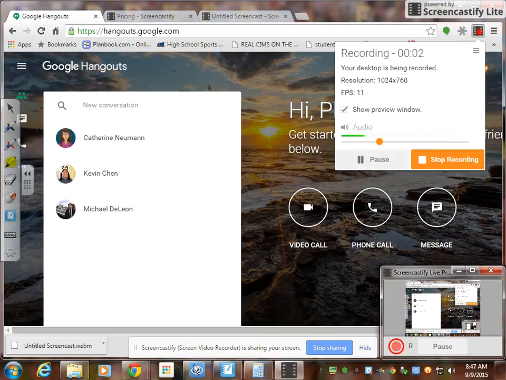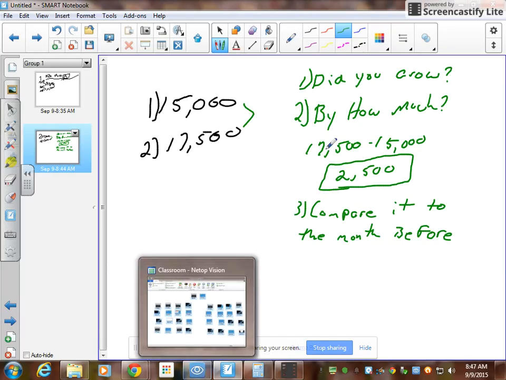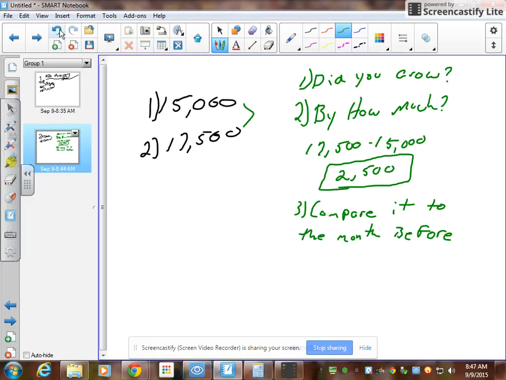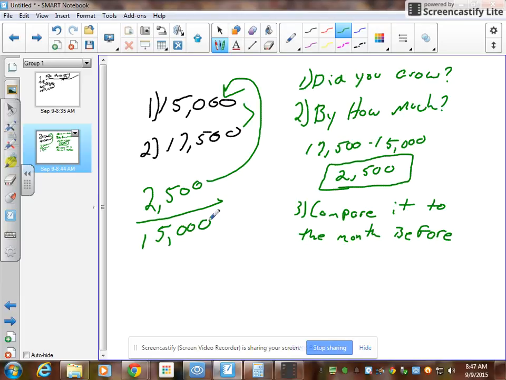Now we're going again. So we are on part 2. Okay? So now we're going to compare it to the month before or the original. So we're going to go ahead and take, how much did we grow? Ickes, what was the number again? 2,500. And we're going to compare it to the original. All right?